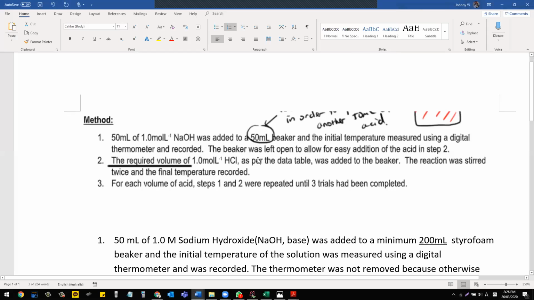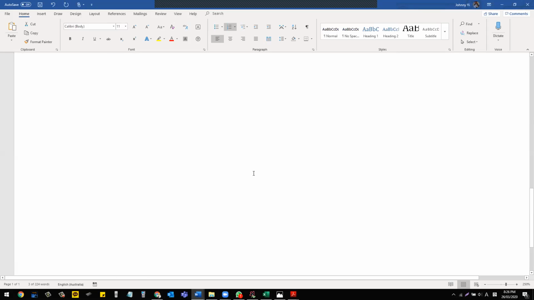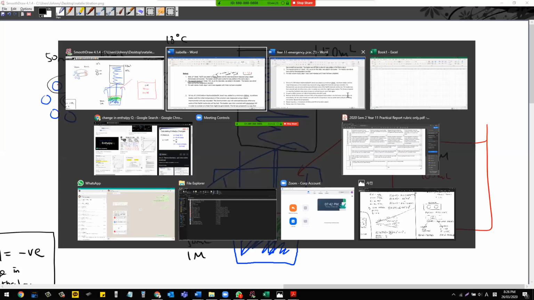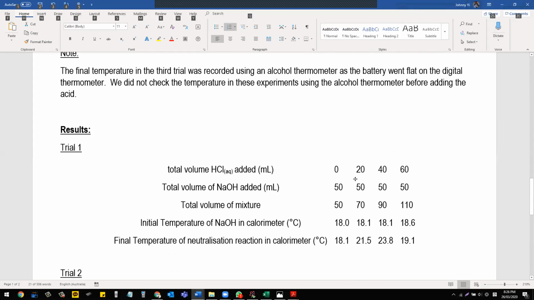Anyway, so your teacher said the required volume of 1 mole per liter HCl as per the data table was added to the beaker. The reaction was stirred twice and final temperature was recorded. So your teacher got some results looking like this one here. He added 0 ml, and there's no change in temperature pretty much. You have 50 ml of NaOH. You add 20 ml, temperature changes from that to that. 40 ml, temperature changes from that to that.